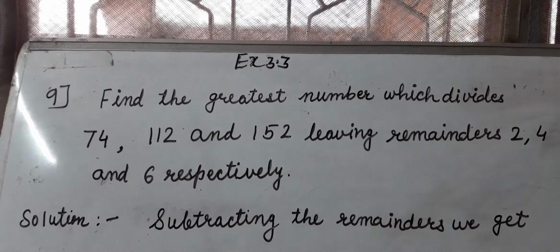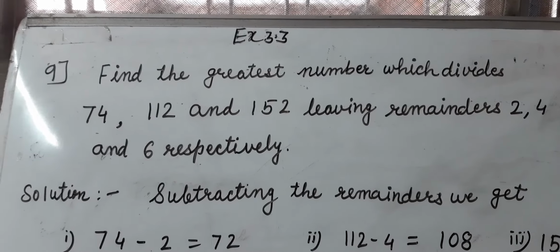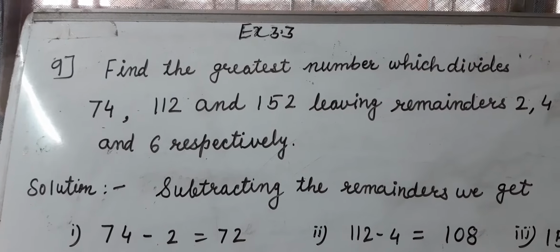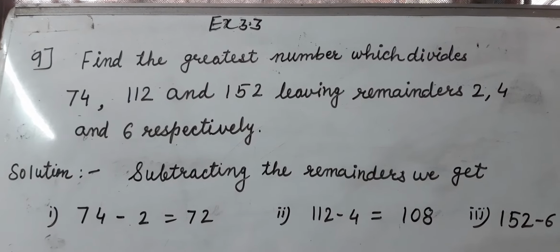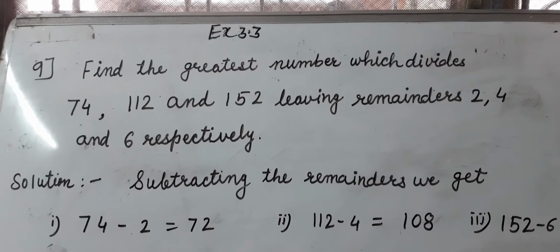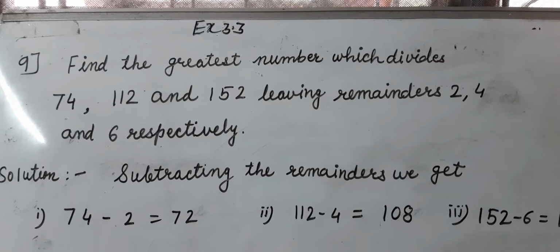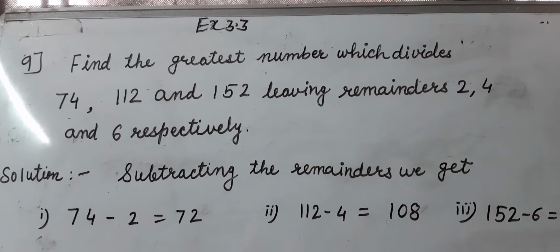Now beta, we will see one more example. Exercise 3.3, question number 9. Find the greatest number which divides 74, 112 and 152, leaving remainders 2, 4 and 6 respectively.